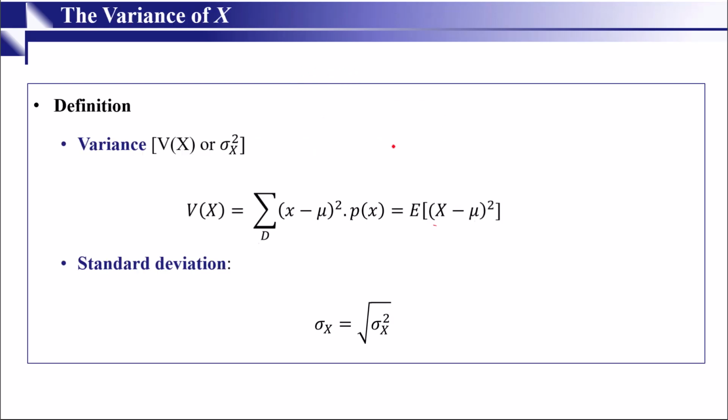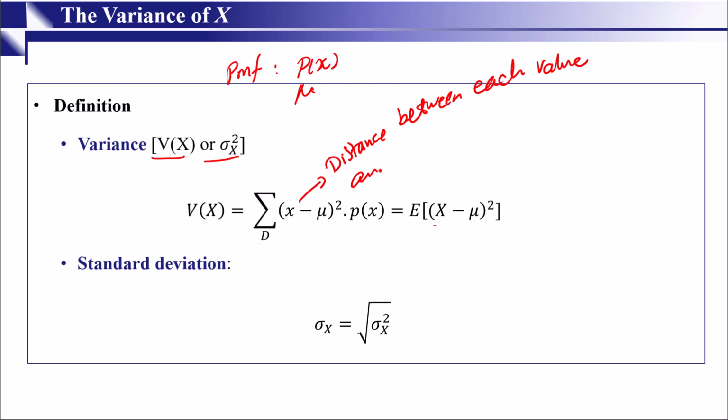So let's have the PMF as p(x) and the expected value as mu. Here we want to calculate the variance. We can write V(X) or sigma squared of X, right? It's simply the sum of (x minus mu) squared, which means the distance between each value and the average, multiplied by p(x), the probability, which is equal to E[X squared] minus mu squared.